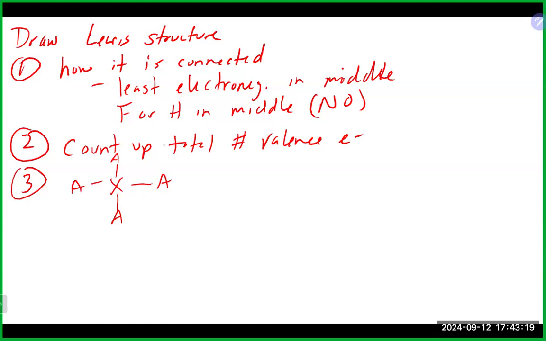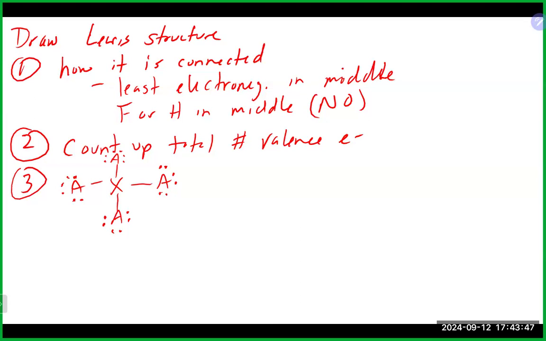Once you've done that, you want to fill up the outside atoms with pairs of electrons until you have filled up all the outside atoms. And if you happen to still have electrons at that point, then you go to the center atom and put them on as pairs of electrons. Again, everybody should have 8 except for hydrogen, which should only have 2.